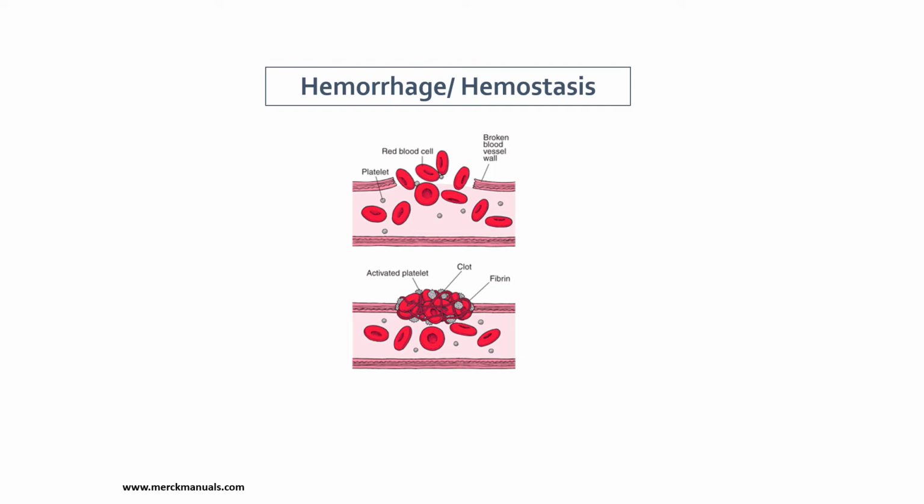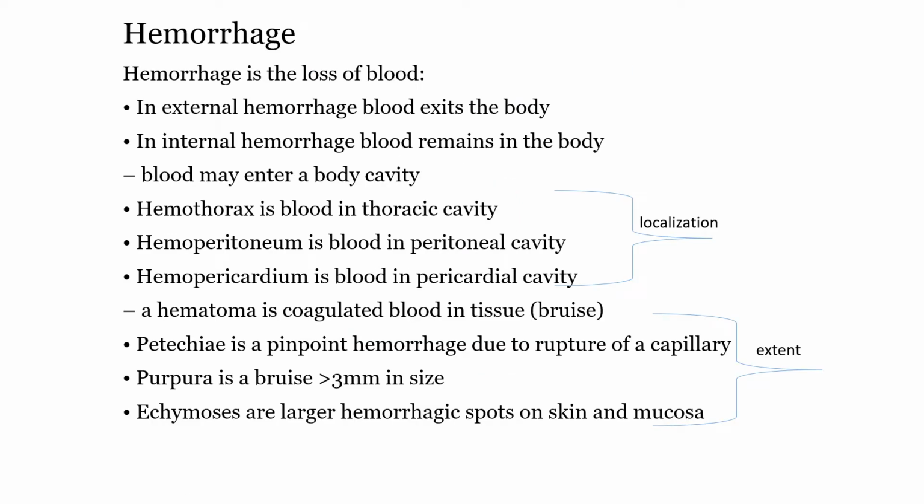It could be inside the body. This is internal hemorrhage. So it could be external or it could be internal. It could be localized, like in body cavities, or it could be in the subcutaneous tissue, like petechiae, purpura, or ecchymosis, and we will explain that in details when we go further.